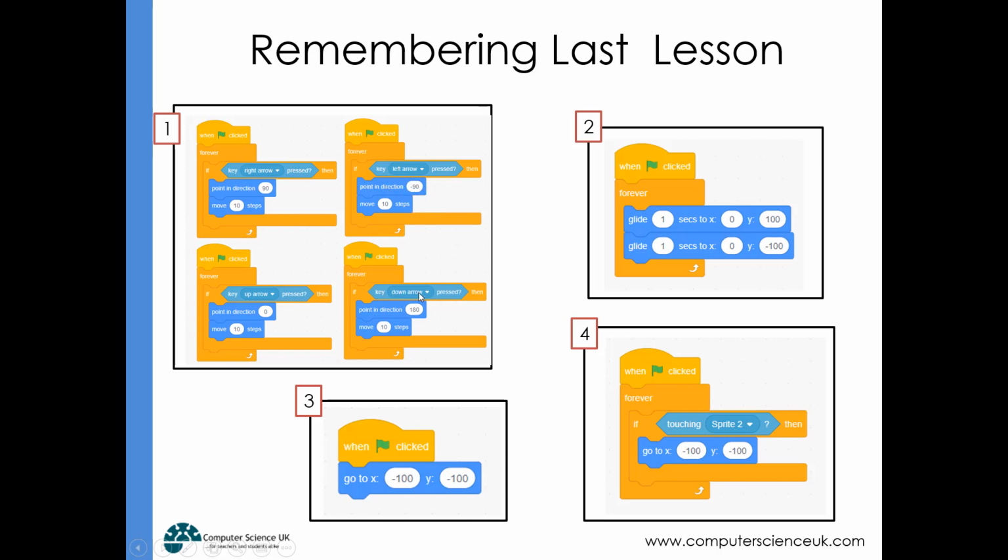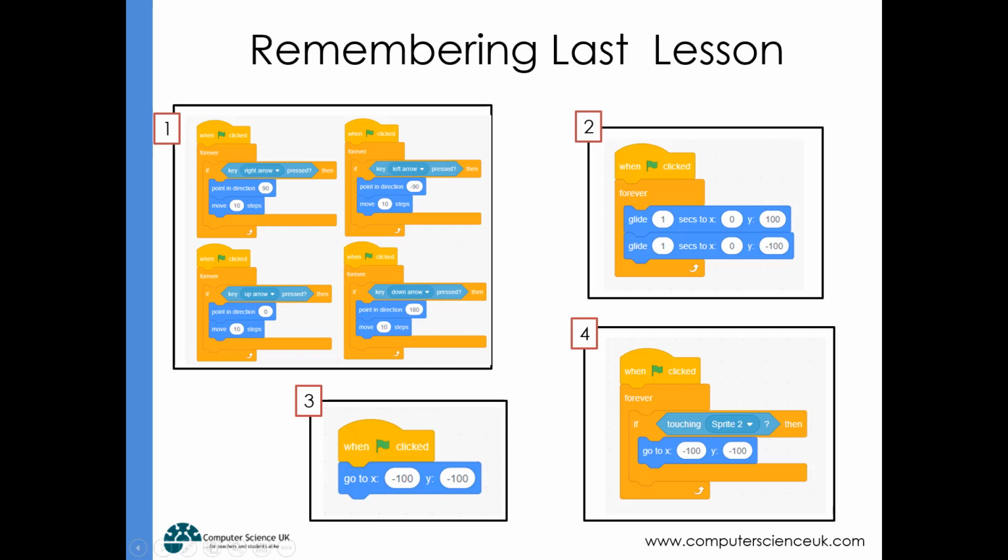And if we hit the down arrow, it points down and moves 10 steps. And if we do the up arrow, it points in the up direction and moves 10 steps. So that is just key controlled movement scripts. Over here, we've got a couple of glide scripts inside a forever loop. If you remember from last lesson, that allows us to automatically move objects gliding from one location to another on the screen over and over again.